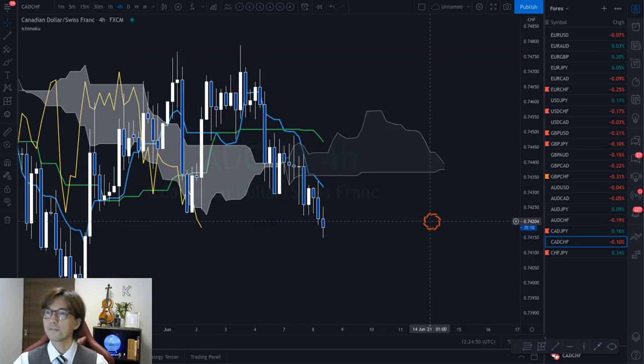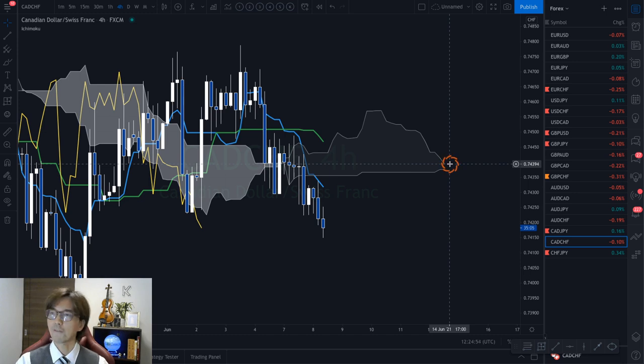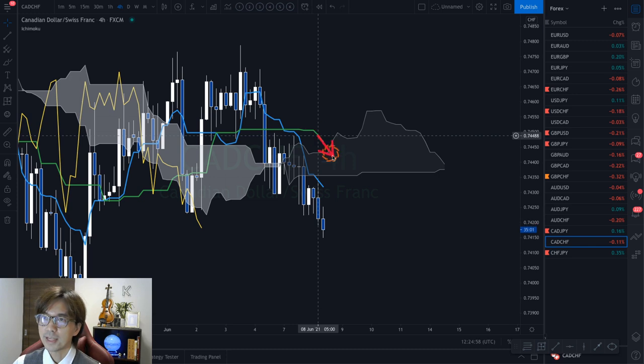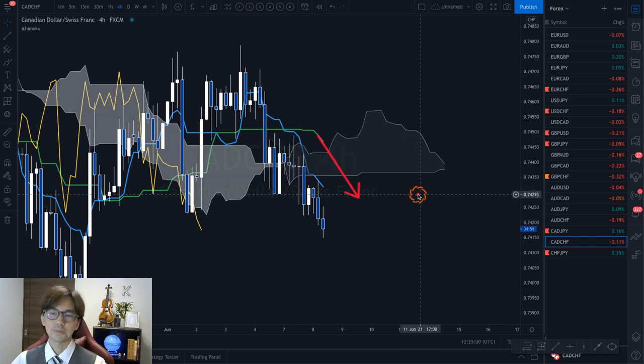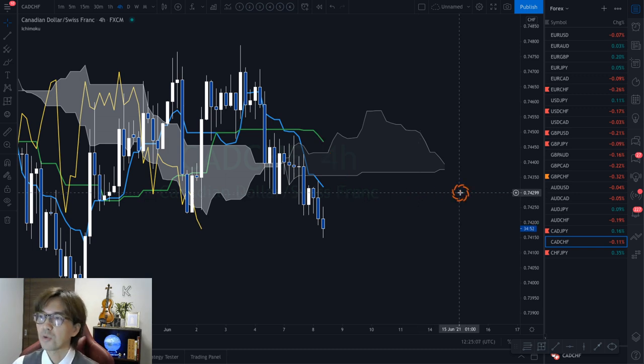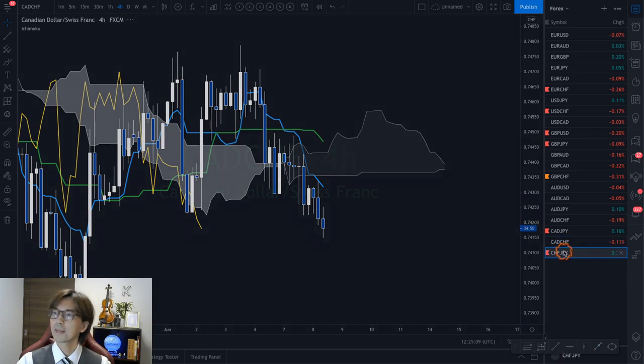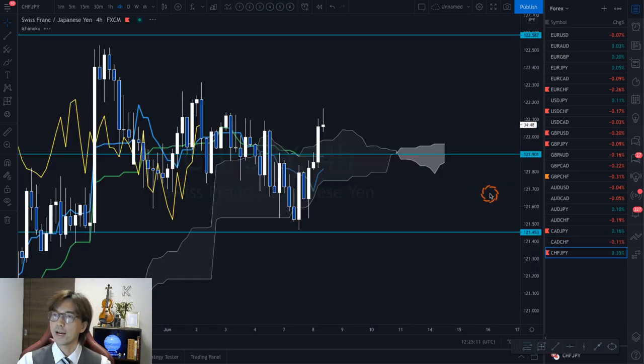And CADCHF is nicely downtrending, but the Kumo is not twisted yet, so I think the Kumo twist and Kijun Sen breakout of the Kumo will take longer. It could happen tomorrow because this is in a forward chart, so I won't look at this one today. And the Swiss franc JPY is also ranging flat.